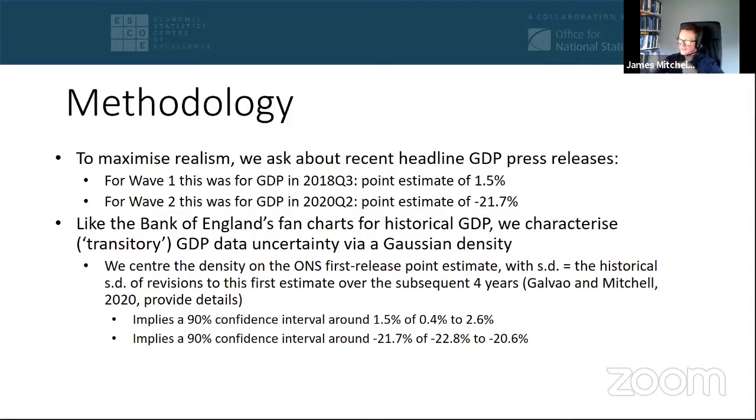So in order to visualize uncertainty for some of our treatment groups via the different communication tools, we, as the people running the survey, have to quantify the data uncertainty. We do so by measuring what Manski calls transitory data uncertainty. Effectively, based on a historical analysis of how the first GDP estimate from the ONS compares with estimates 4 years later, we compute the standard deviation of those estimates. And as you see, that implies standard confidence intervals, let's say around a point estimate of 1.5, of 0.4 to 2.6. So around moderate growth it looks like quite a wide band, but around the minus 21.7% growth the bound perhaps looks a little narrower, although of course it's exactly the same standard error estimate.